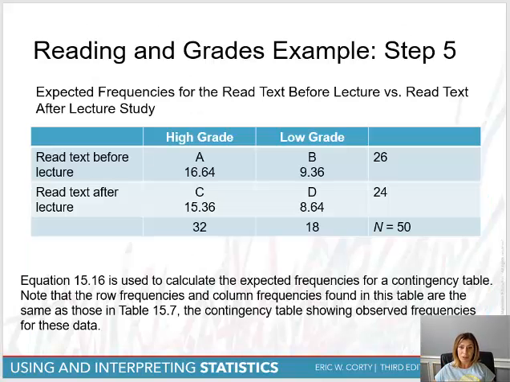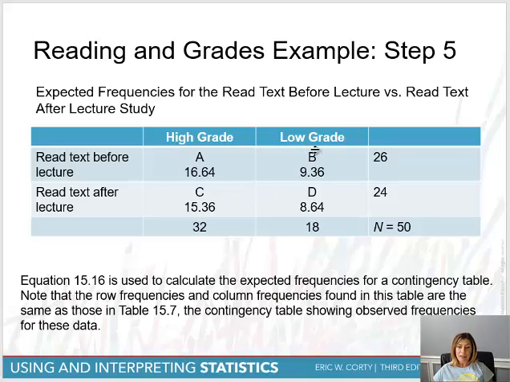So let's go to cell A. For cell A, the n of the row was 26, the n of the column was 32, and the total n was 50. So 26 times 32 divided by 50 results in an expected frequency of 16.64. So if there's no relationship between when you read and the grade you get in class, we should see that 16.64 students who read before the lecture got a high grade.